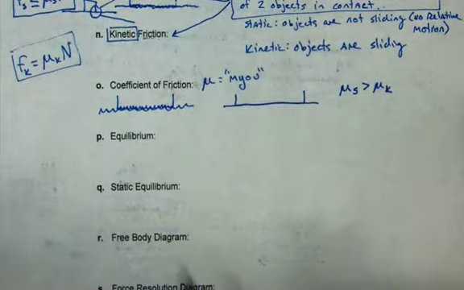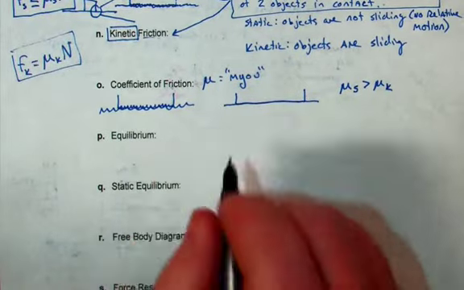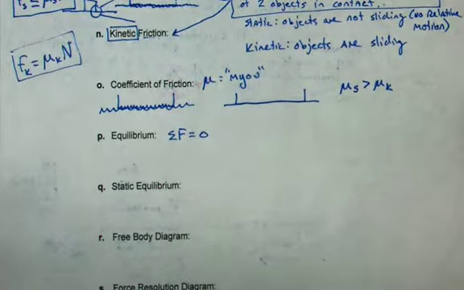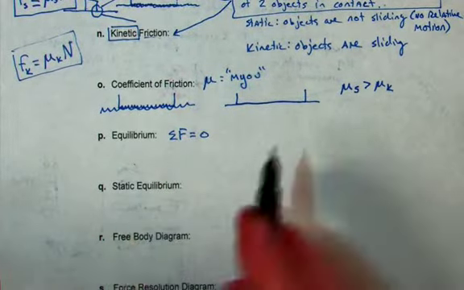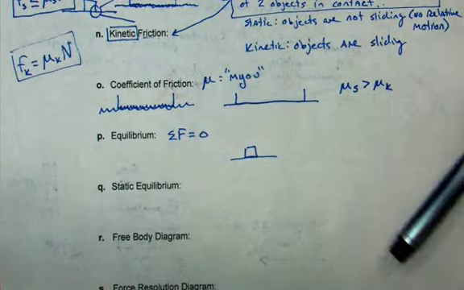Equilibrium we've talked about. Equilibrium means that the forces acting on an object sum up to 0. The net force equals 0. Now, this doesn't mean there's no forces acting on it. You could have an object like a block, and I could draw the forces acting on it.